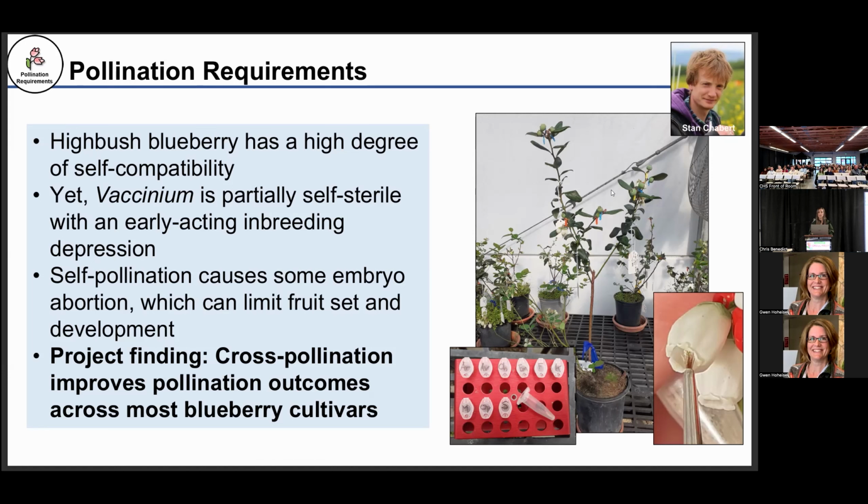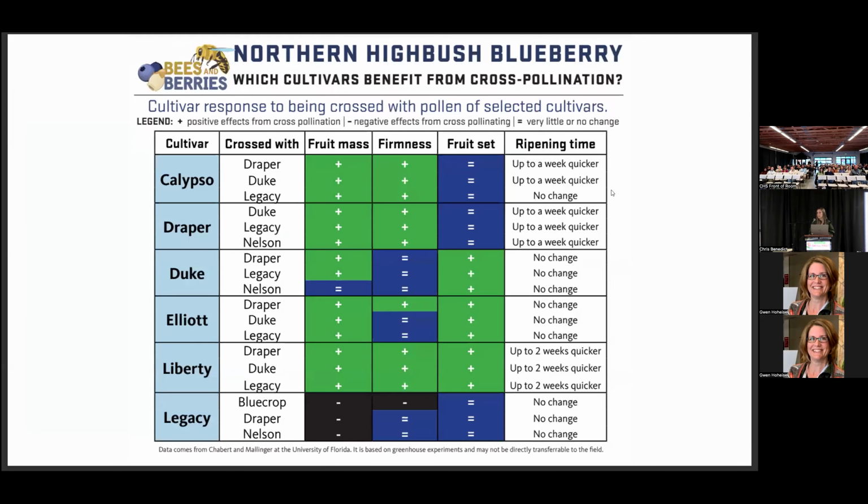That self-pollination concern might be limiting some of our ability to achieve maximum yield. And so Stan did a number of really controlled cross-pollination studies where he looked at what would happen if I pollinate Duke with Duke, or Duke with Draper, or Duke with Calypso, and looked at the pollination outcomes. What he found is that cross-pollination improves pollination outcomes across most blueberry cultivars. Here's a table that summarizes it. We have some printouts of this table as well.